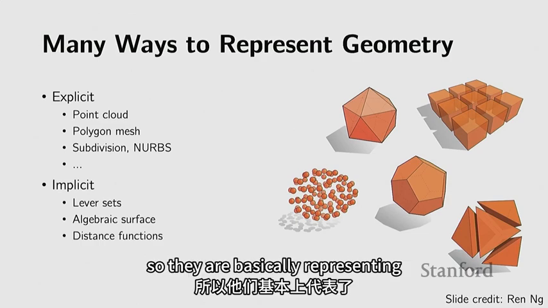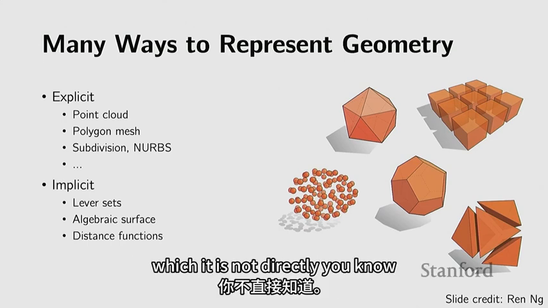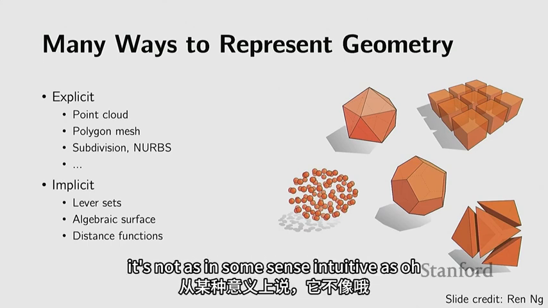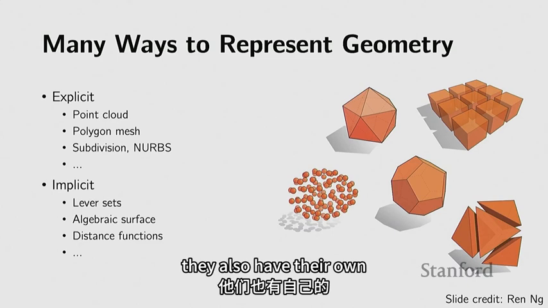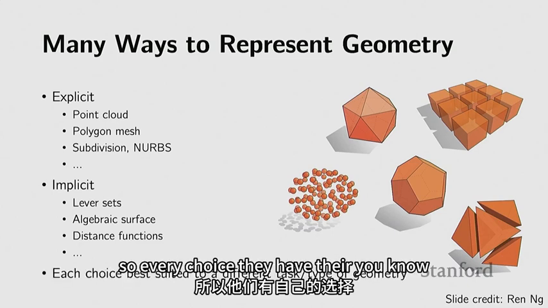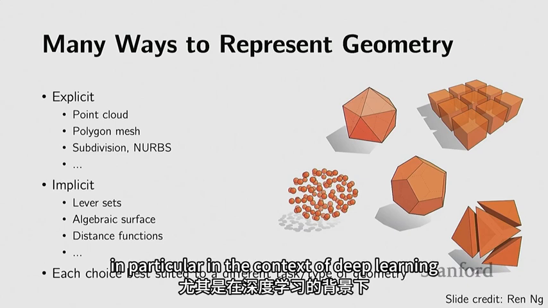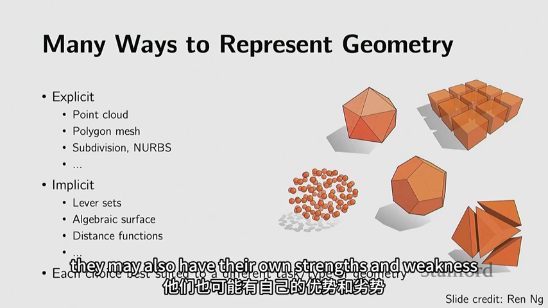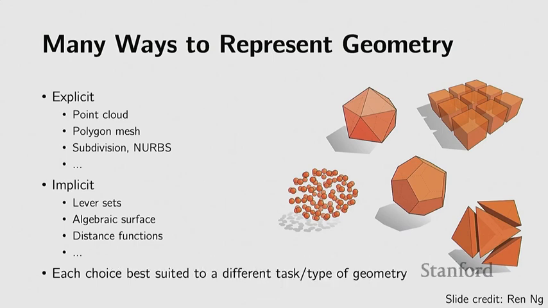They're basically representing 3D objects or their geometries as functions, which is not, in some sense, as intuitive as just a collection of points. But as we'll see later, implicit representations also have their own advantages and weaknesses. Every choice has its suitable task and type of geometry. In particular, in the context of deep learning, they may also have their own strengths and weaknesses when you want to apply a deep learning method on top of them.